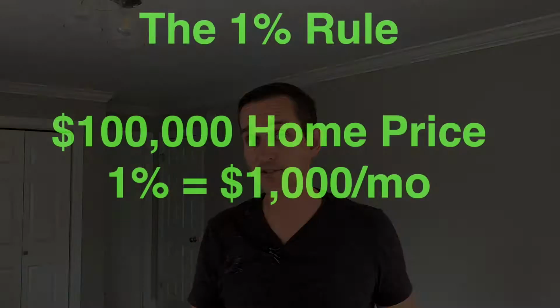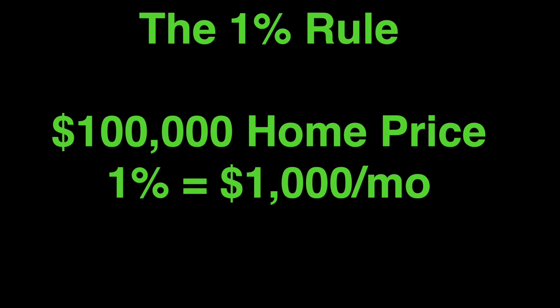I'm going to quickly go over two key rules you need to accurately do these estimates. That's the 1% rule and then the 50% rule. Let's start with the 1% rule. If a property costs $100,000, it should rent for 1% of that amount. On a $100,000 property, 1% of that, this property needs to rent for $1,000 or more to pass the 1% rule.